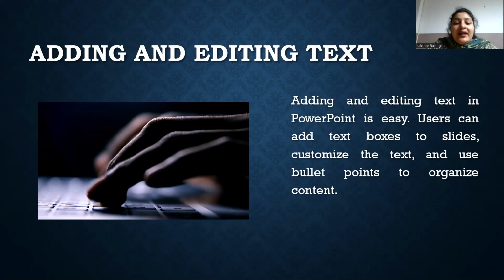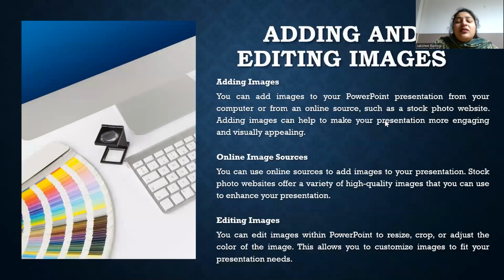So adding and editing images in PowerPoint follows some steps. Adding images means clicking on the Insert tab in the ribbon at the top of the screen. Select Picture from the Illustrations group. Choose an image file from your computer or online sources. Click Insert to add the image to your slide.